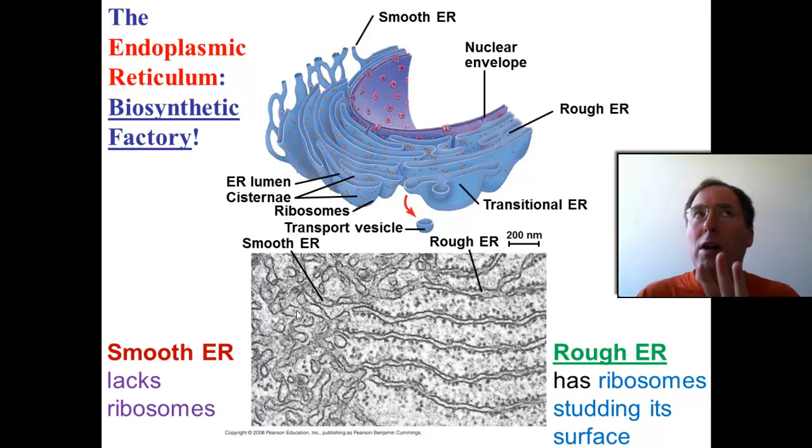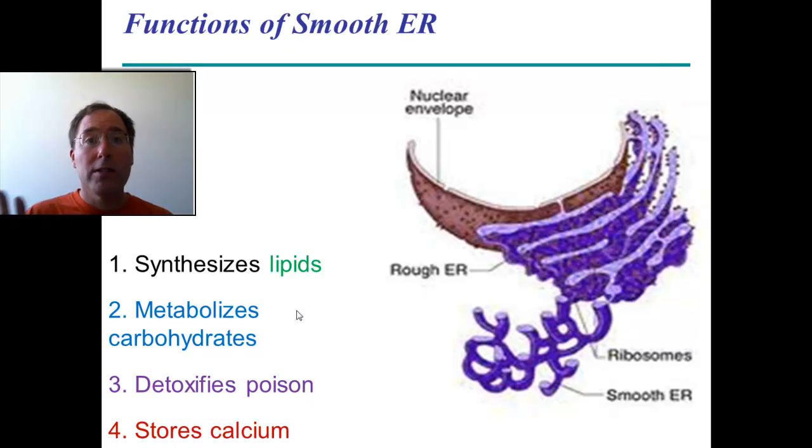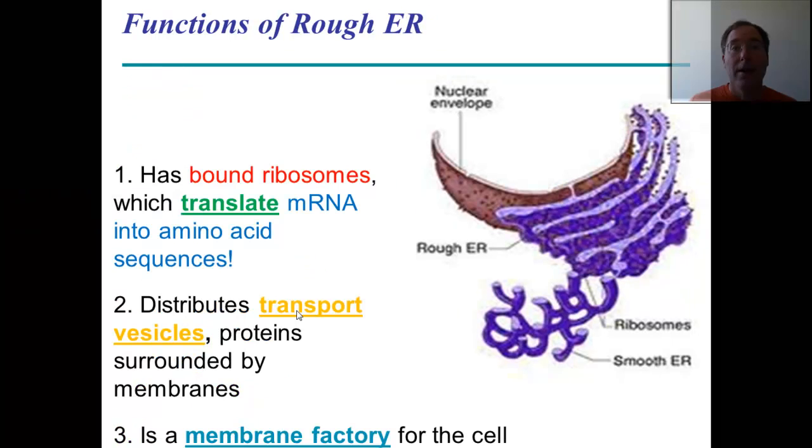So you probably already have an idea from 6.3 what rough ER is going to do. But let's talk about smooth first. You can see the four things down there in the bottom left corner that smooth endoplasmic reticulum does. Smooth ER creates lipids. You can see also that it does a few other things. Make sure that you know those four things that smooth ER does.